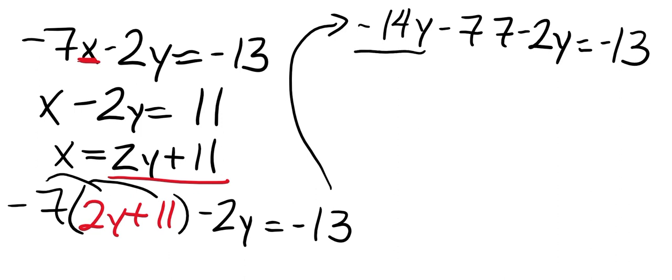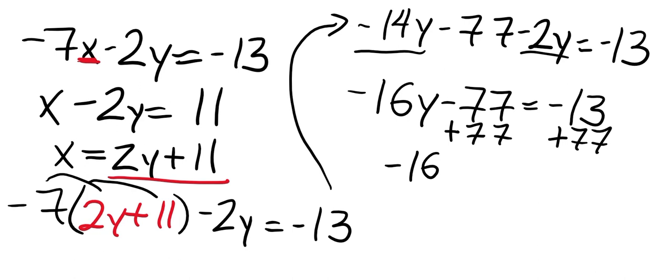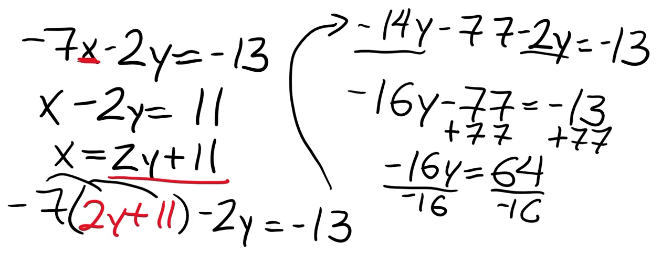Next, we're going to combine like terms. Negative 14y and negative 2y go together to make negative 16y minus 77 equals negative 13. Next, we have to add 77 to both sides, and we will get negative 16y equals 64. Then to get y by itself, we're going to divide by negative 16 on both sides. And that's going to give us y equals negative 4.